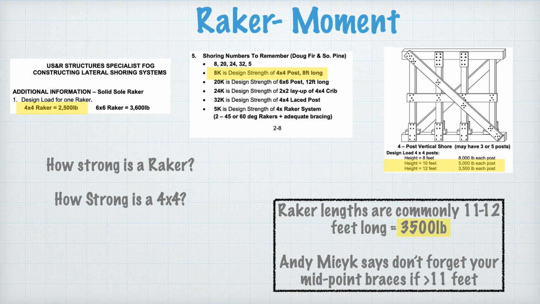Well, I found in the four post vertical shore diagram that it gives a value of each 4x4 post at different heights. And so you can see that at 12 foot, or somewhere around 11, 12 feet, you've got a value of about 3,500 pounds. So I would say that a raker has a design load of 2,500 pounds, and that our 4x4s at the length that we would commonly see a raker set is around 3,500 pounds. And I think Andy Mitzik would want you to remember that if you're going to have a raker leg that's 11 foot or longer, you need to be sure and put your midpoint braces in.